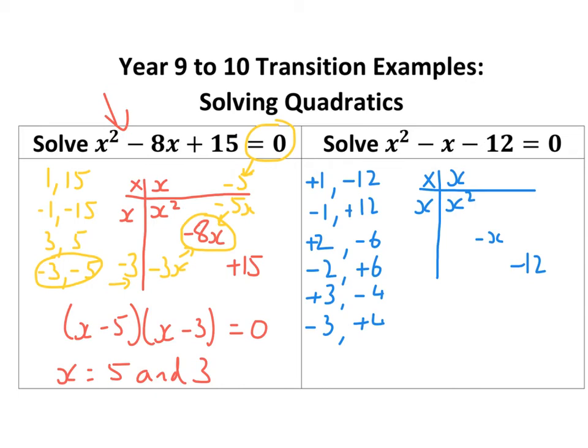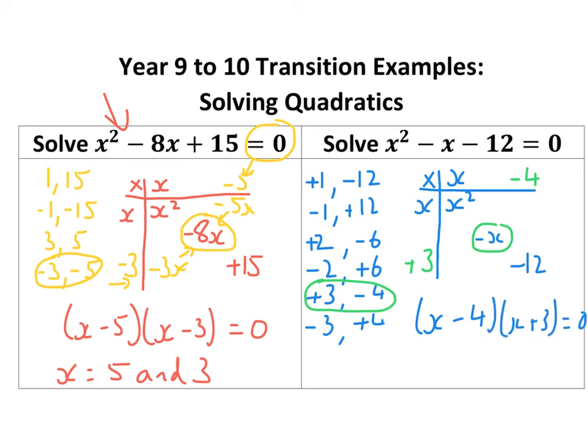Now which pair adds to make minus 1x? And that's this one, isn't it? So either way around, we should end up with plus 3 here and negative 4. So I should end up with this: x minus 4, x plus 3 equals 0. What value of x makes each bracket 0? Well, that should be 4 and negative 3.